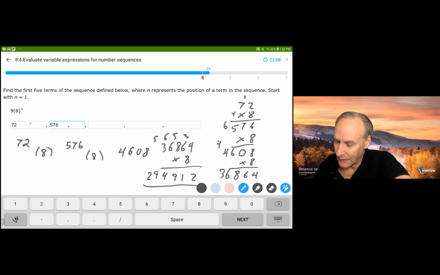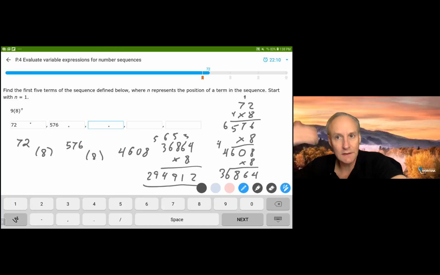Probably wouldn't hurt to go ahead and jump into a calculator. I would do that, but I just don't assume that everybody has a graphing calculator online handy. So I think this is fine. 4608. It's more fun doing it by hand anyway.